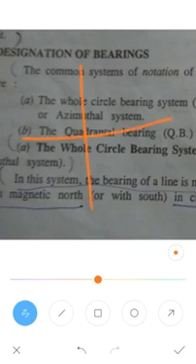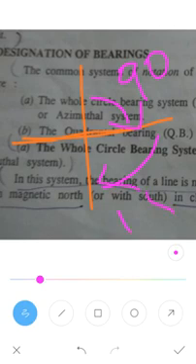This is the quadrant. So here to here it has been taken as 90 degrees. From here to here, exactly, it has been taken as 180 degrees. If you go forward it will be 270 degrees. If you go further it will again be 0 degrees or 360 degrees. So this is how the 360 degrees will be divided into 4 quadrants.